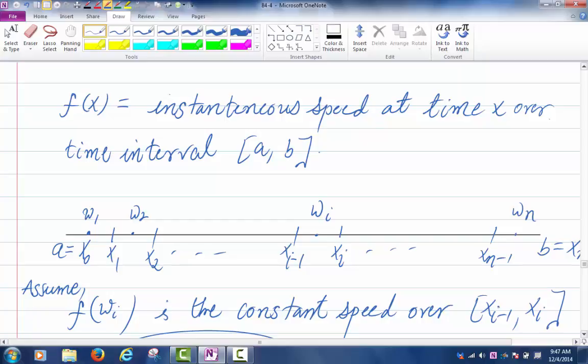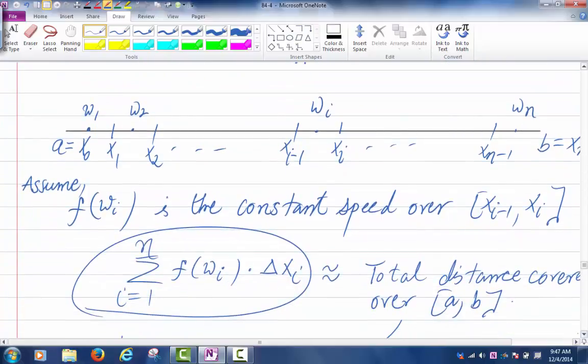So think about the ith subinterval here, wi. Again, f of wi is the instantaneous speed, not the average speed, but because the ith subinterval is so tiny, f of wi is a good approximation of the average speed over that interval. If I multiply the length of that ith time interval with the rate f of wi, I get an approximate value of the distance covered over the ith subinterval, right?